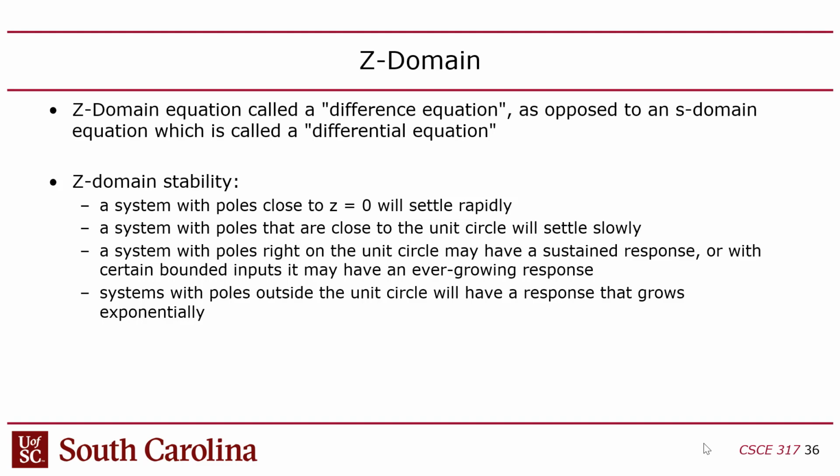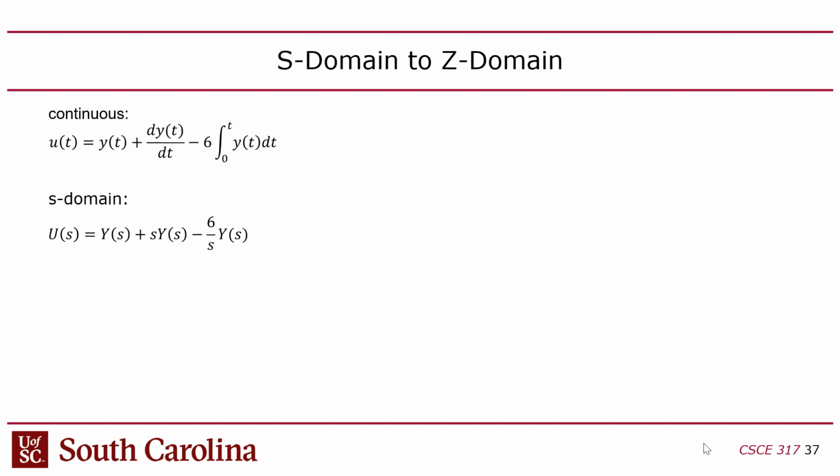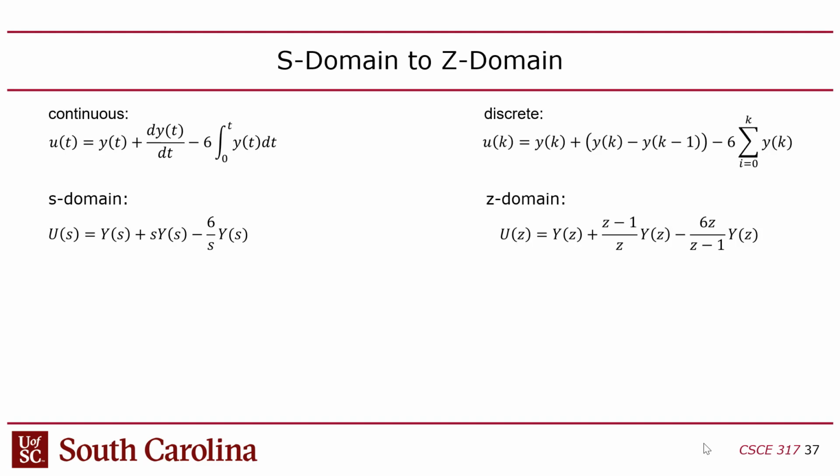A system with poles right of the unit circle may have sustained response, or with certain bounded inputs may have an ever-growing response. Well, that's kind of flaky. That's kind of uncertain. And a system with poles outside the unit circle has a response that grows exponentially. So the rules for the Z-domain stability are a little bit more flaky than they are for the S-domain rules. Okay, so let's look at an example here.